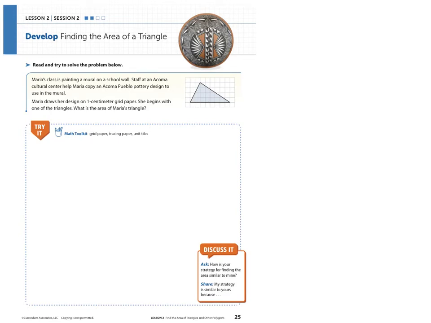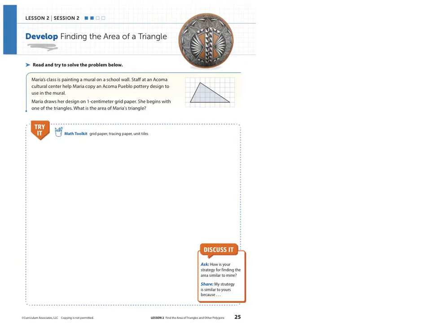All right, we're going to continue on with session 2. That's still part of lesson 2. We're going to move to developing. So if you look at the top of your page here, it says develop. The page before said explore. So we're going past just finding it. Now we're going to understand a little bit more.